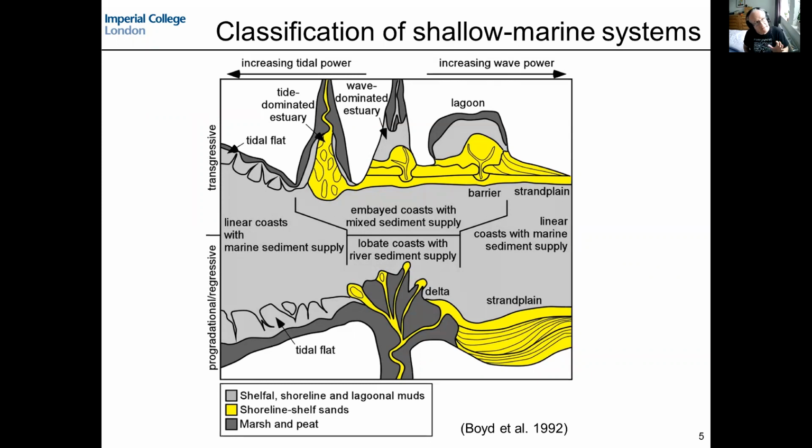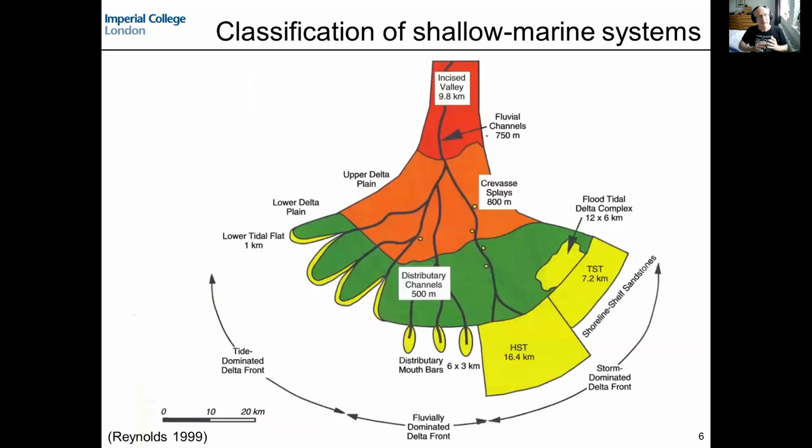So one thing to note here is, there's a range of different environments that we associate with different combinations of processes in shallow marine rocks. We also recognize that a transgressive coastline can look rather different from a regressive coastline. Why does that matter if we're thinking about characterizing shallow marine rocks for exploration or production? Well, this diagram here explains some of that.